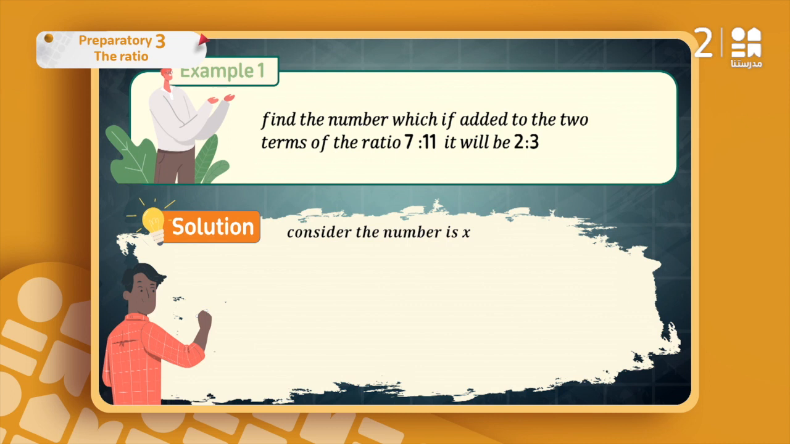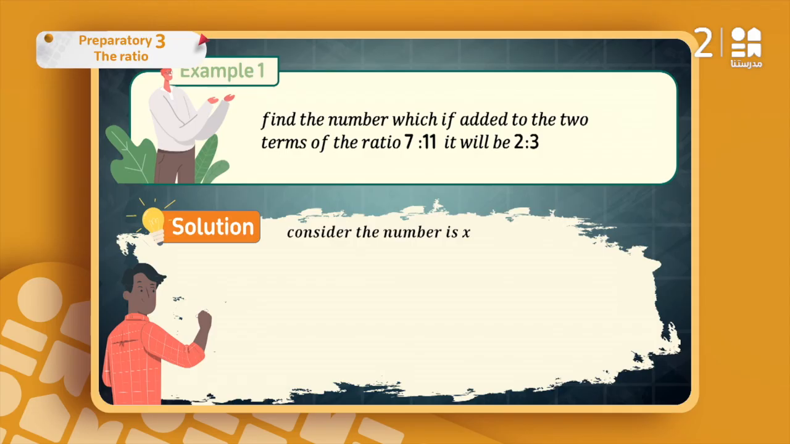اول حاجه consider the number اللي بندور عليه is x. يعني انت بتسالني في سؤال find the number، هقول هنعتبر ان النمبر ده اسمه x. consider the number is x. طيب يلا بقى ننفذ المطلوب في السؤال. بنقول this number اللي هو x is added to the two terms of the ratio 7 to 11. يبقى هناخد الريشيو 7 و 11 هنعمل لهم plus x up and plus x down. يعني ممكن اكتب 7 plus x over 11 plus x او x plus 7 over x plus 11. It will be 2 to 3، يعني هتتحول إلى 2 to 3.